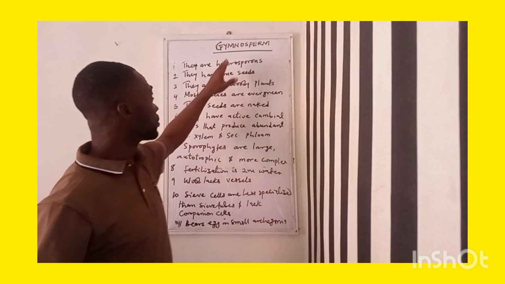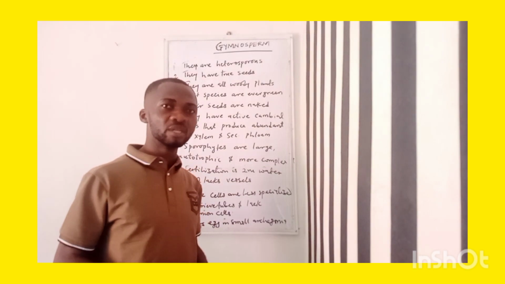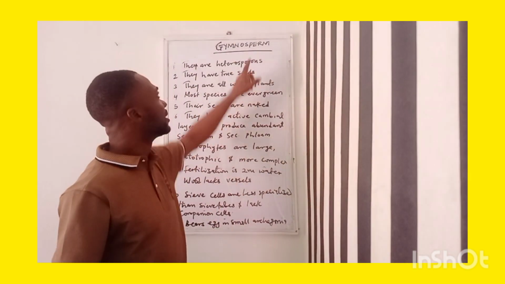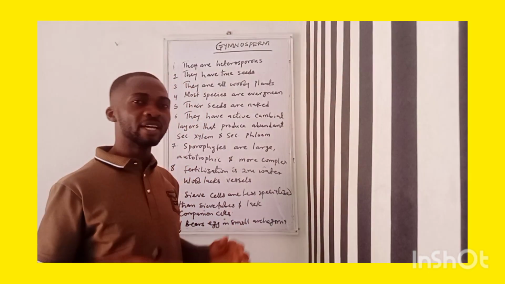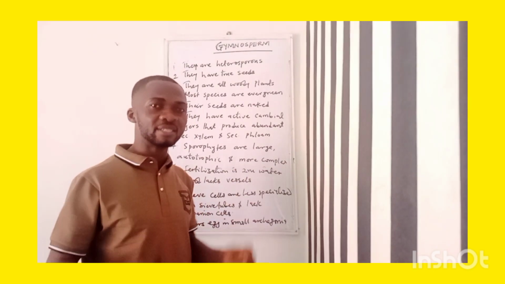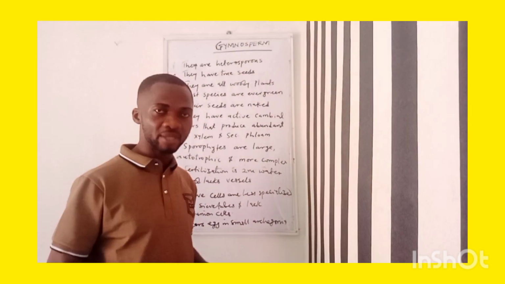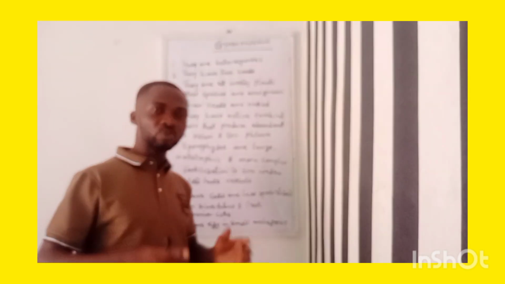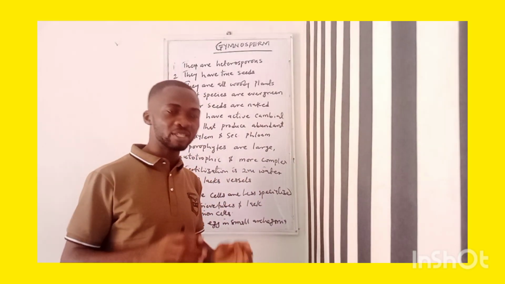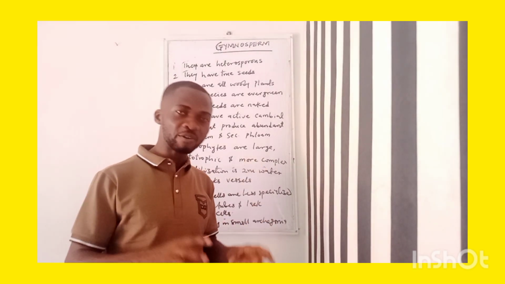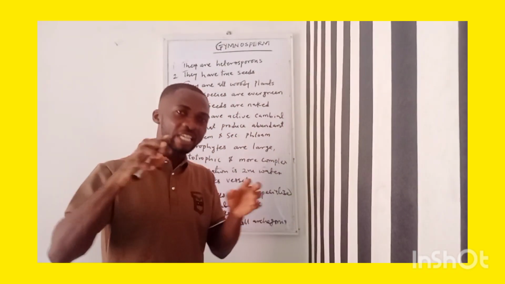Now, when I talk about gymnosperm, the word gymno came from the Greek word gymnos, and it means naked. Then sperm means seed. So gymnosperm talks about the group of spermatophyta that have naked seed. Some people commonly call gymnosperms naked seeded plants, plants whose seeds are naked. And somebody may ask, what does it mean for the seed of a plant to be naked? It means that the seed or the ovule is not enclosed in an ovary.